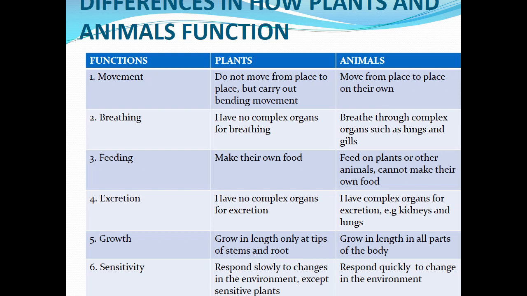Then number 6, sensitivity. Plants respond slowly to change in the environment, except for sensitive plants. But animals respond quickly to change in their environment. So these are some of the differences in how plants and animals function in their characteristics.